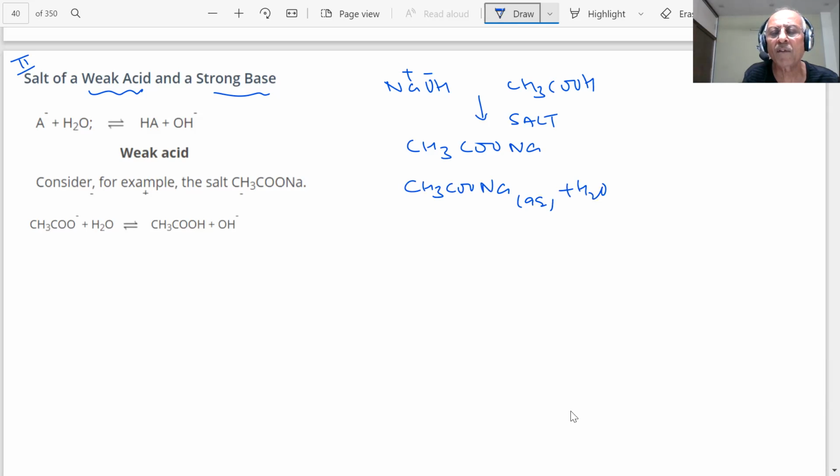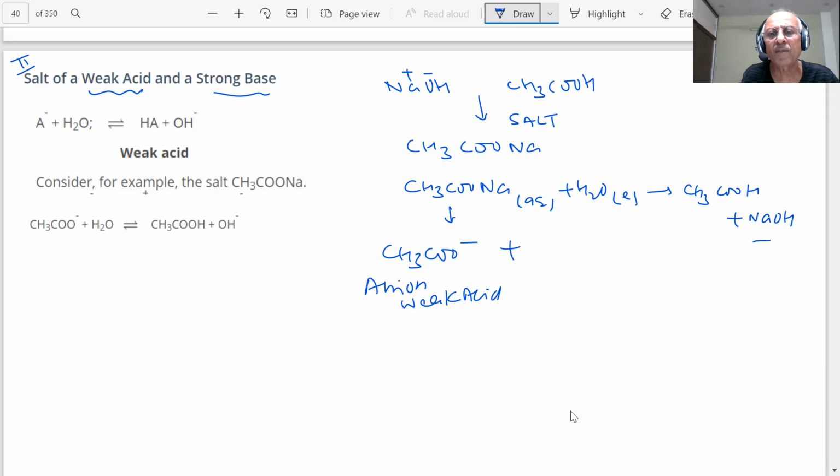Now you put this in water, student. What is the result of that? It will produce what? CH3COOH plus NaOH. This is a weak acid, student, and this is a strong base. In other words, what I'm trying to say, CH3COO minus is an ion of a weak acid.